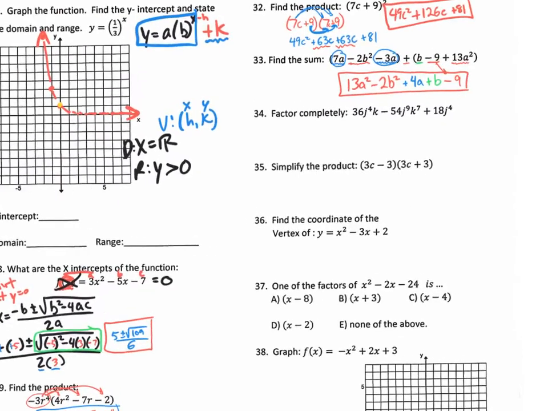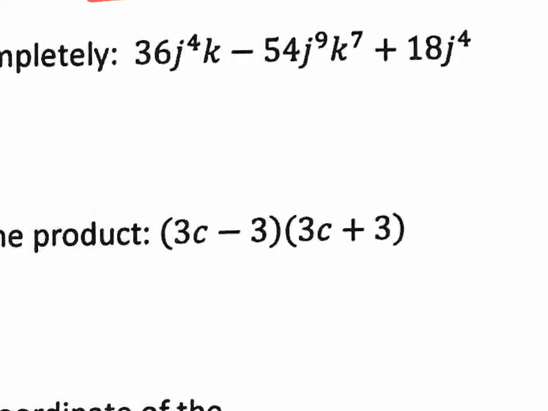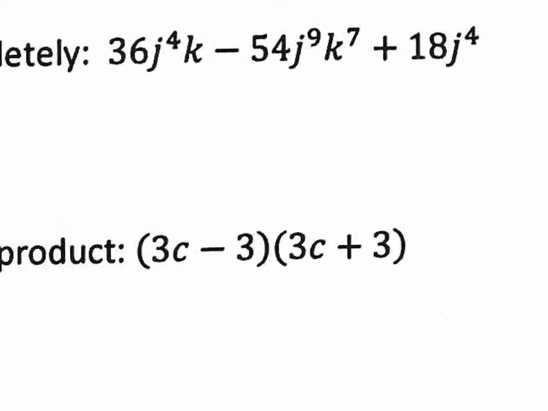So this is the last video, picking up on number 34. It says factor completely, which means you're going to start by factoring with the first method of factoring that we learned, which is pulling out the GCF. So the question is, could you find the GCF? Well, you have 36, 54, and 18.